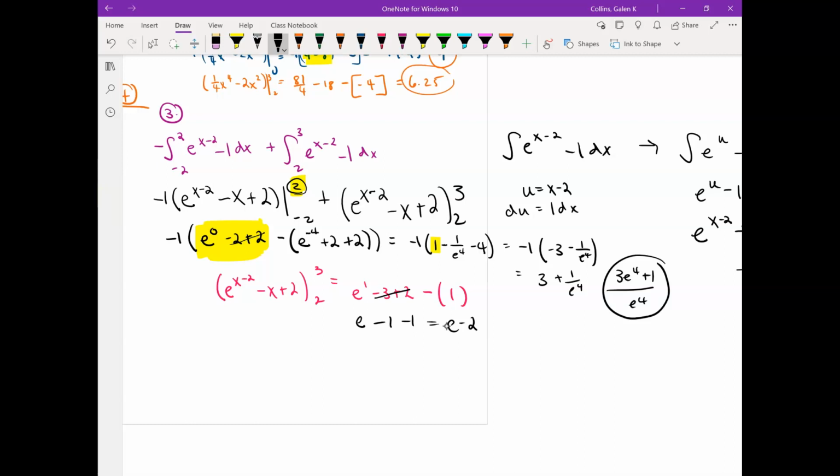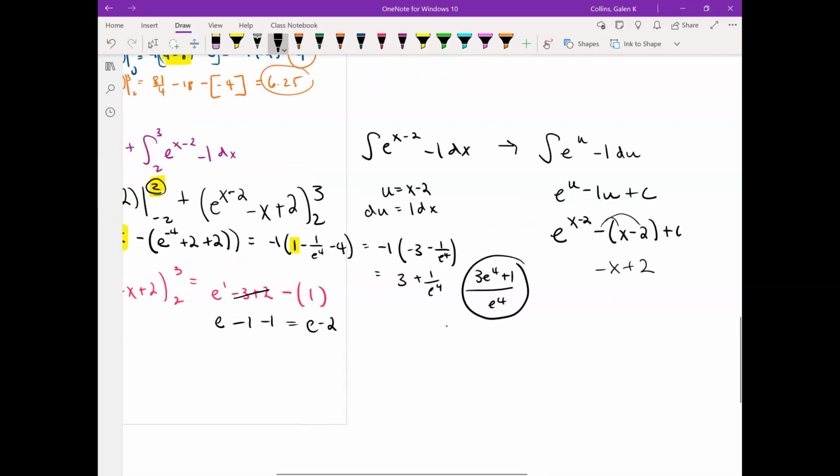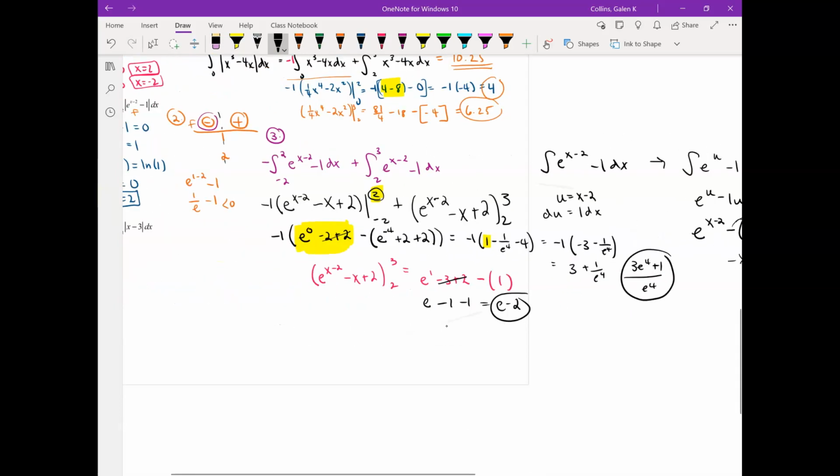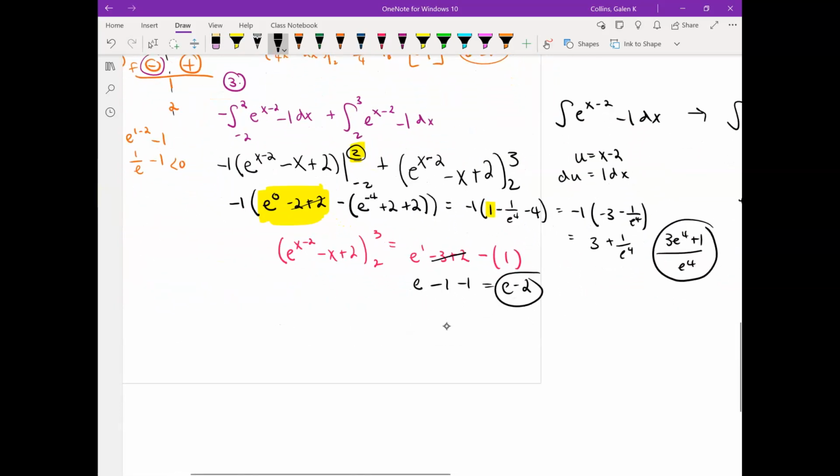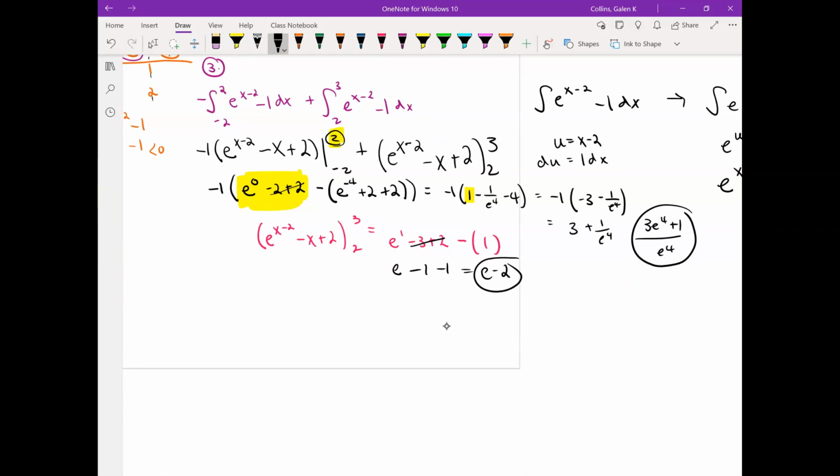So e minus 2. We're adding this and e minus 2. This is like the messiest work ever. So this is not a good example. This is not an exemplar, but it's fine. These problems are such a pain.